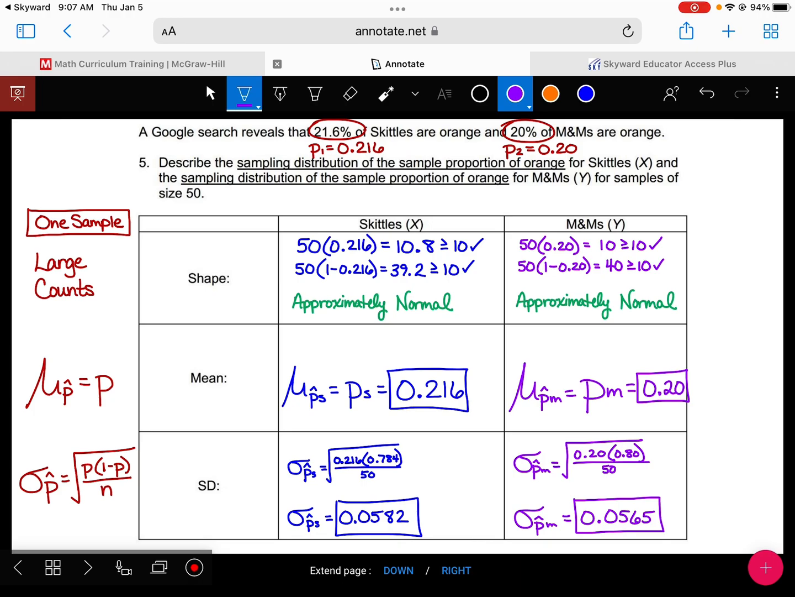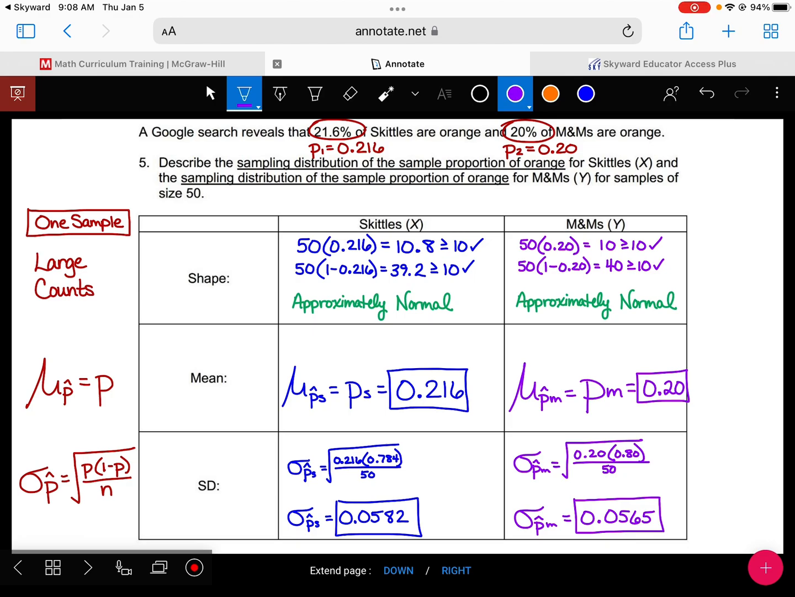So if I look down at number 6, describe the sampling distribution of the difference between the proportions of orange Skittles and orange M&Ms. So I'm going to do x minus y. How would we describe that shape? If Skittles is approximately normal and M&Ms is approximately normal, the difference is going to be approximately normal. The two sampling distributions are approximately normally distributed, so the difference between those proportions will also be approximately normally distributed.